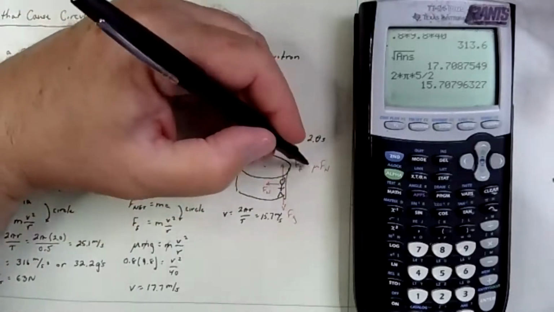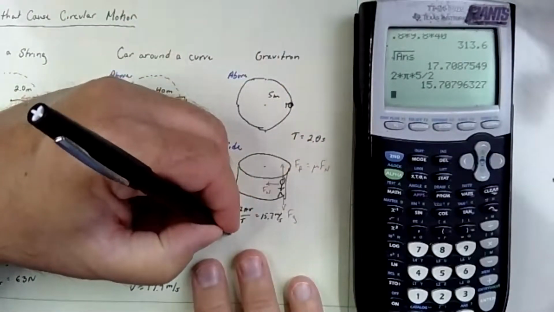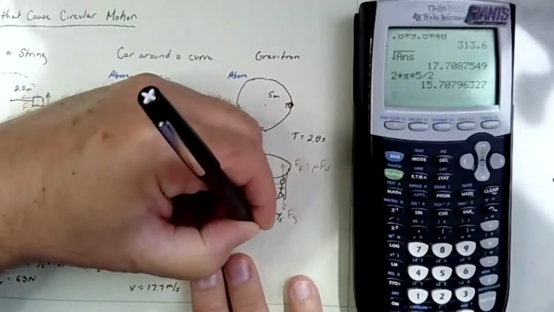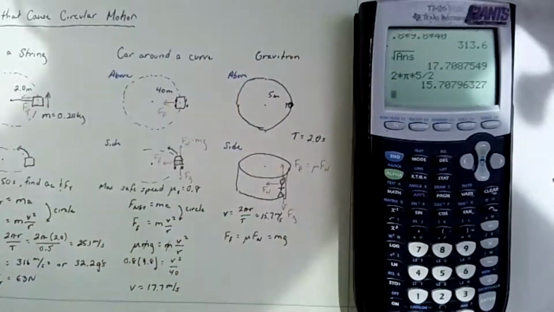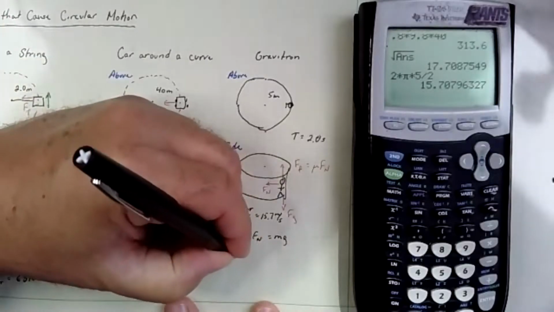So the force of friction has to equal gravity in this case. So the force of friction, which is equal to the coefficient of friction times the normal force, is equal to mass times gravity. Okay, and it's the normal force that's providing this centripetal acceleration. So F net equals ma, one more time.